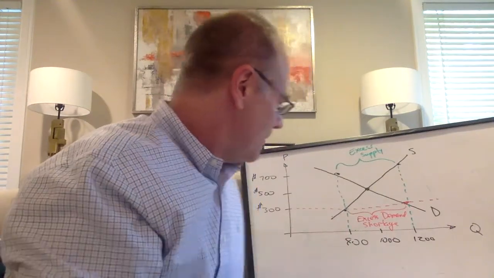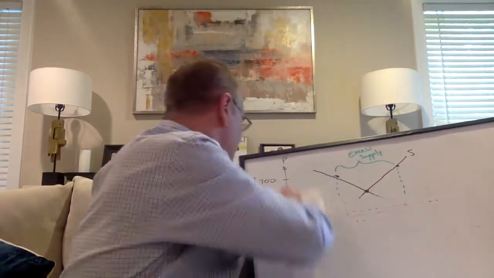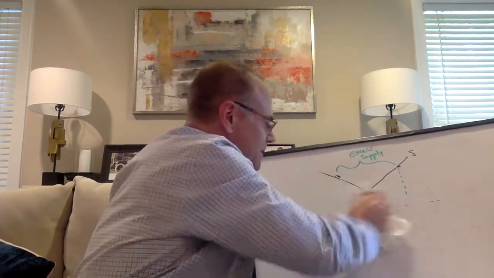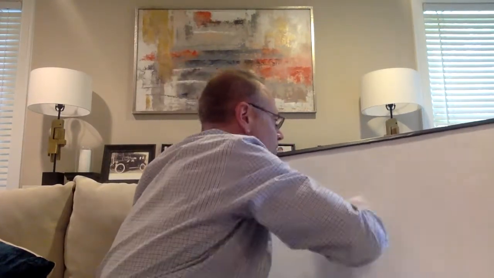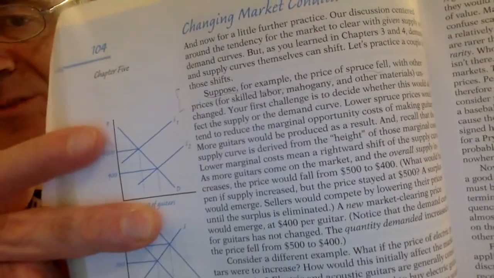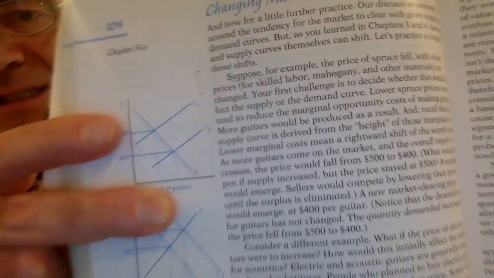Okay, the next thing I want you to think about is how we sometimes have shifts in supply curves or a shift in the demand curve. And the book, I'm on page 104 of the 13th edition. It's called Changing Market Conditions. And the first paragraph says, suppose, for example, the price of spruce fell.